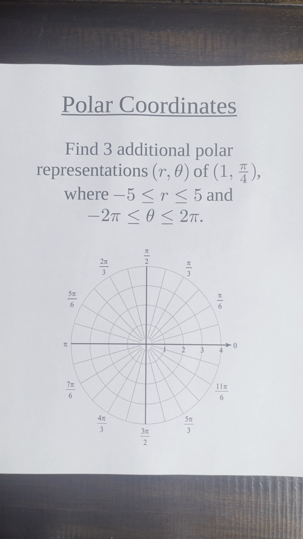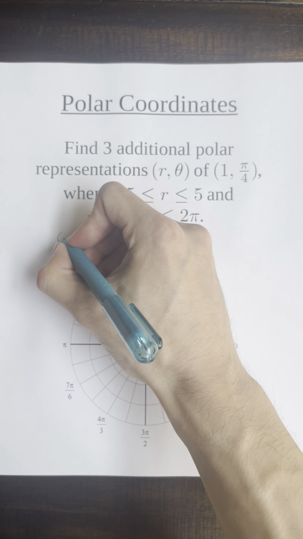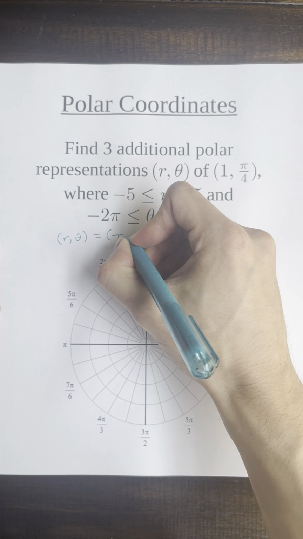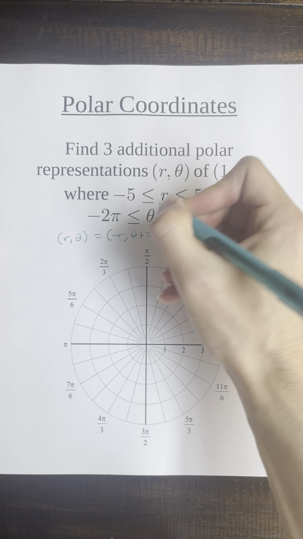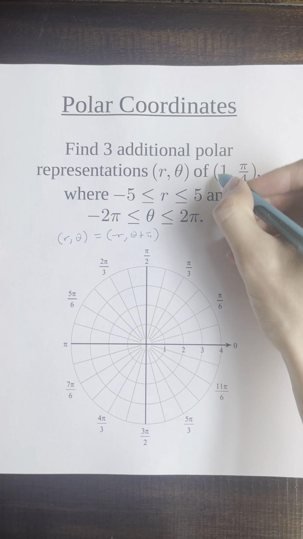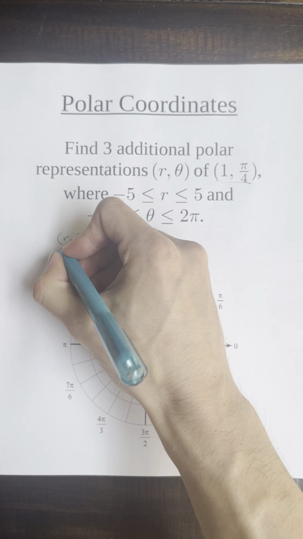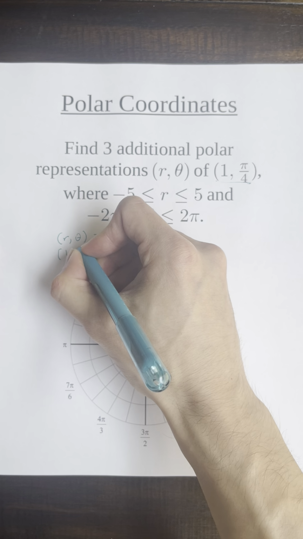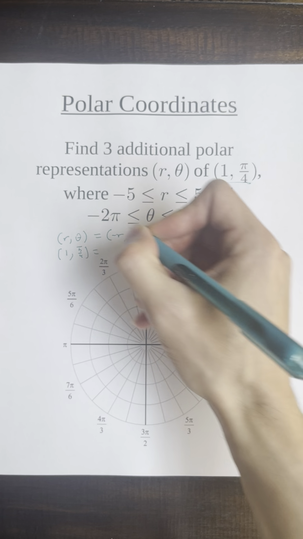Find three additional polar representations of (1, pi over 4). So the formula you need to know for these kinds of problems is (r, theta) is equal to (negative r, theta plus pi). Okay, so let's go ahead and plug this point in. So the radius is going to be 1, theta is going to be pi over 4.